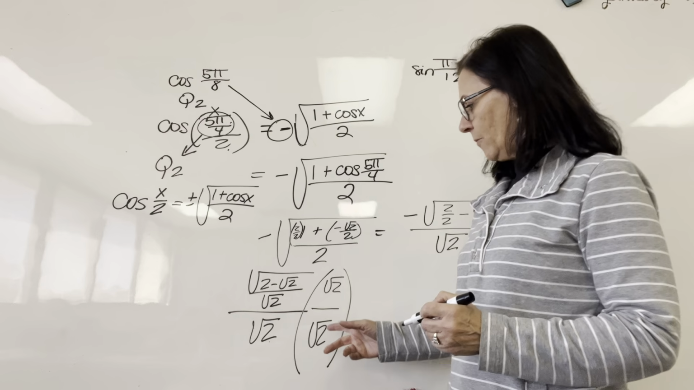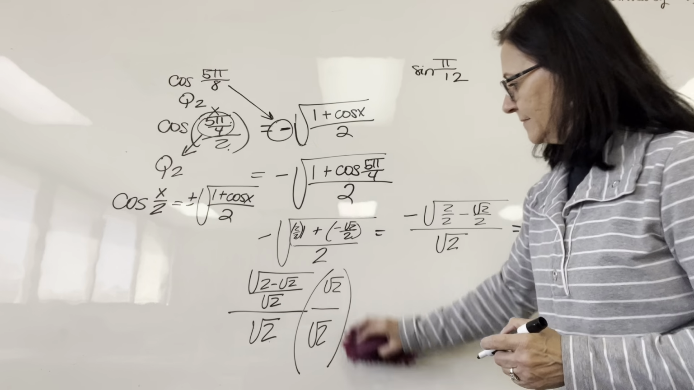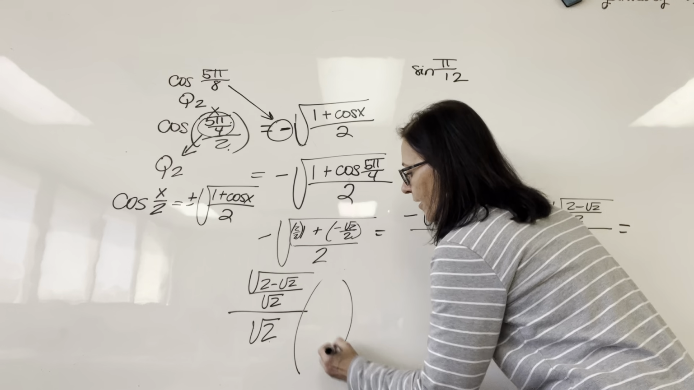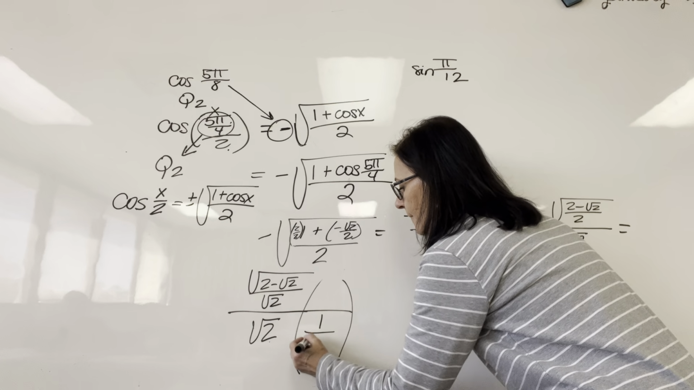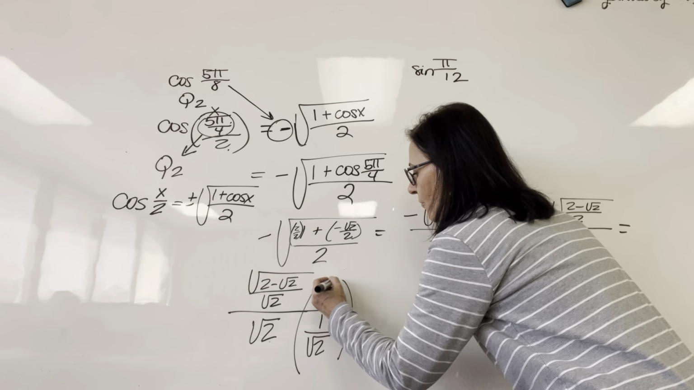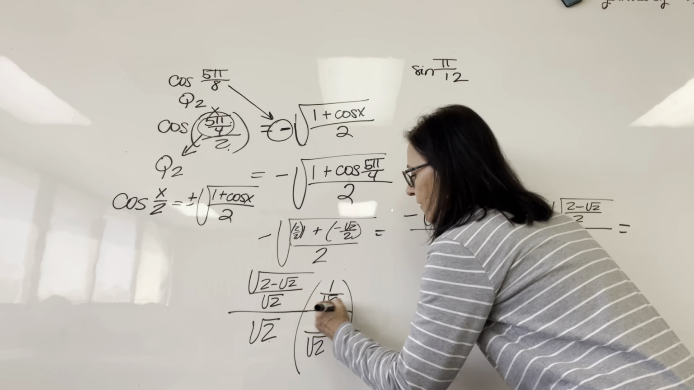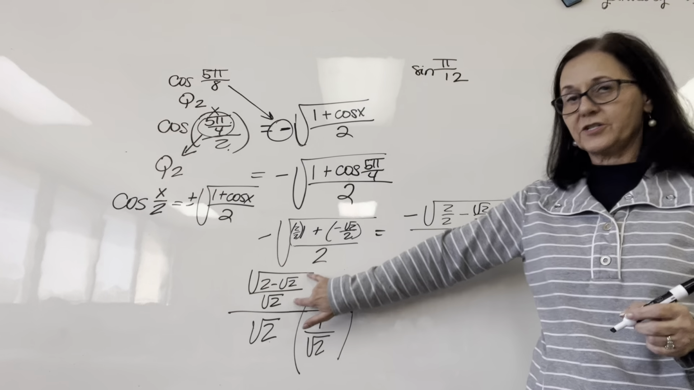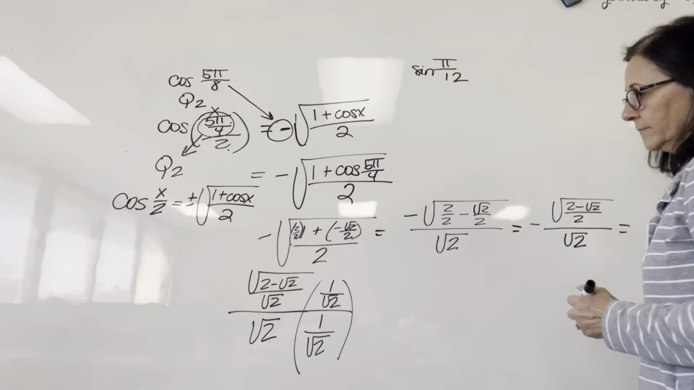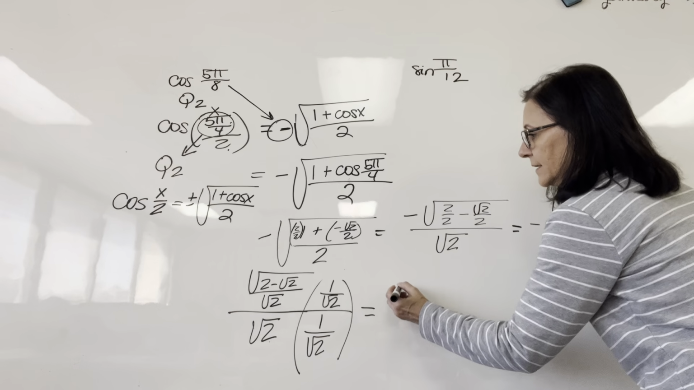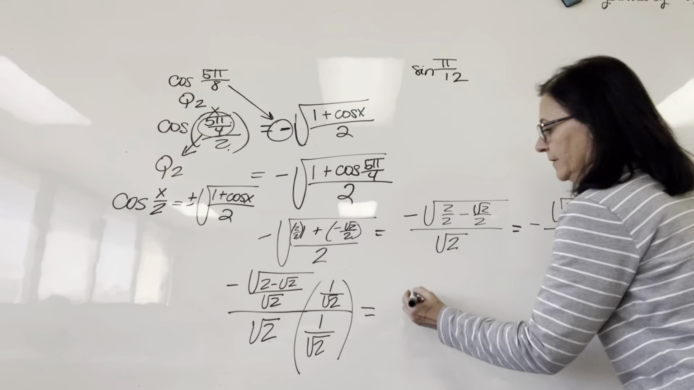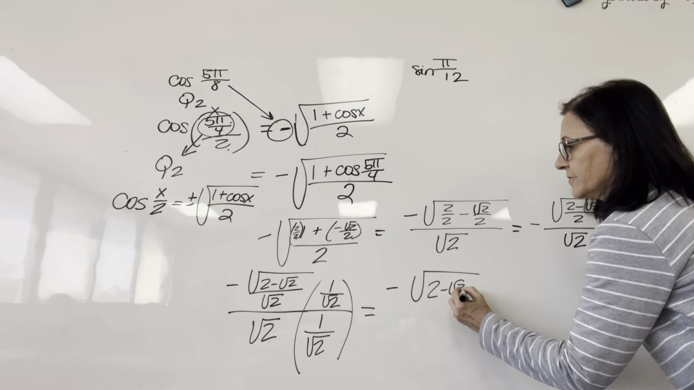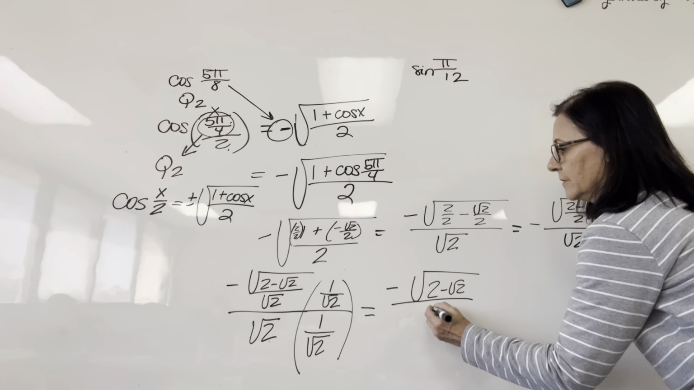I really want to multiply by 1 over the square root of 2, over 1 over the square root of 2, because I want to eliminate that denominator. I don't want to rationalize it. Right? I want to eliminate it because I have a complex fraction here. So that ends up being, oh, I lost my negative. Negative square root of 2 minus square root of 2, all over 2.